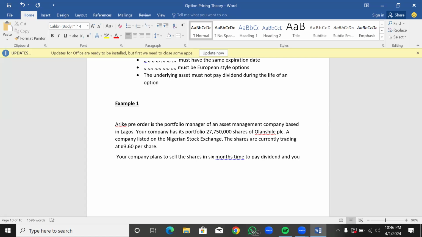Are you sure they can add marks? Yes, now. If there's mass failure, they add marks now.